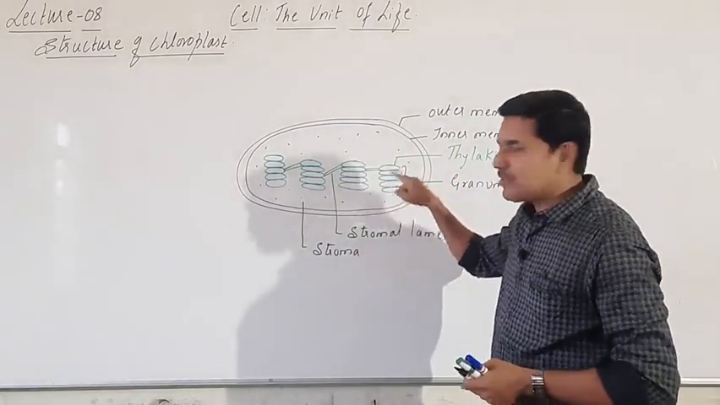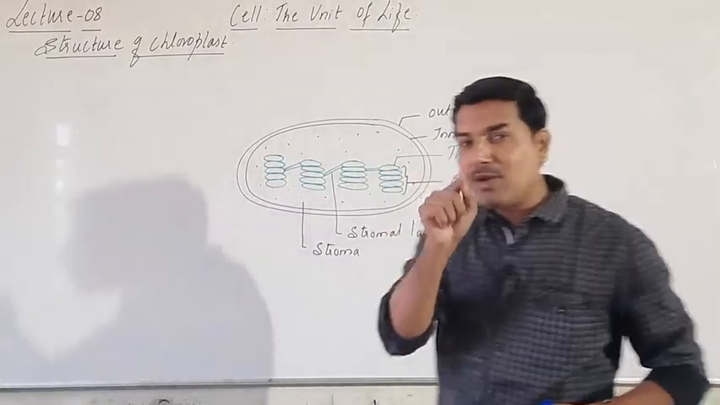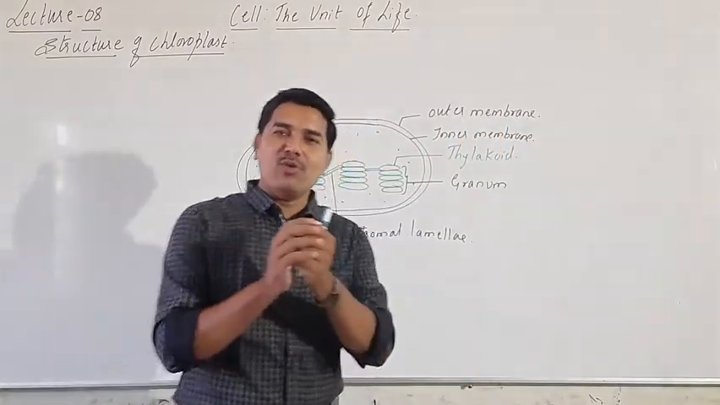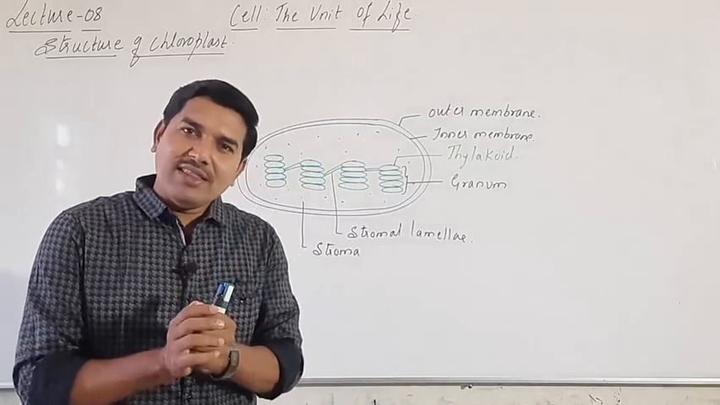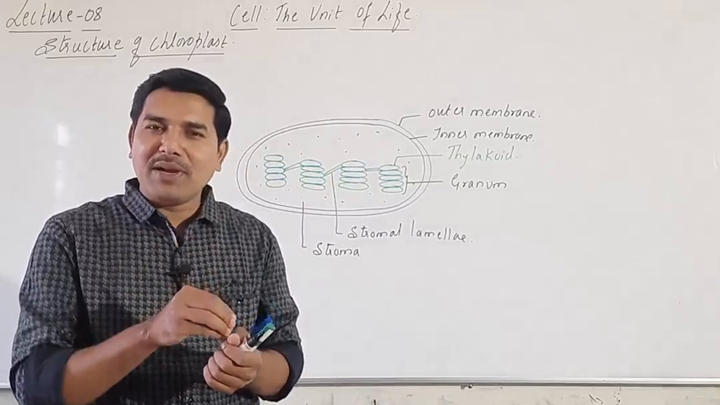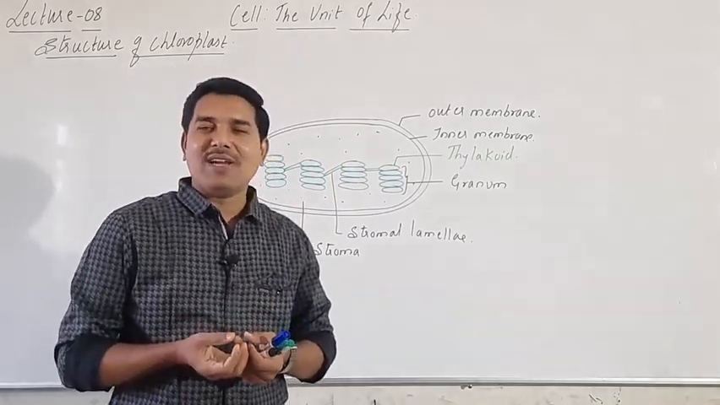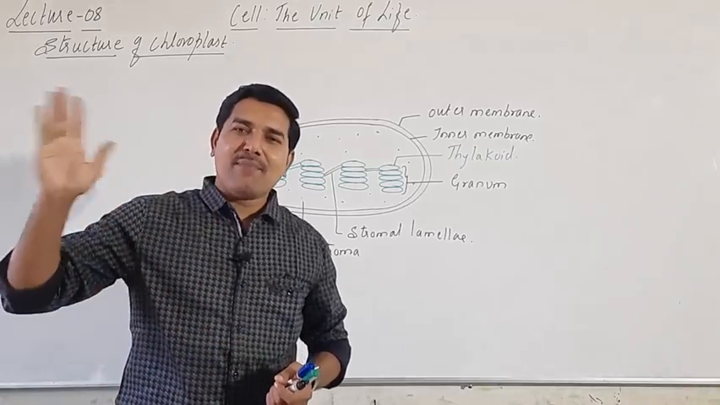On the thylakoid membranes there are enzymes, and on the thylakoid membrane some compounds have the chlorophyll pigment also. How this chlorophyll pigment absorbs the light energy and how it produces the energy, the detailed account is there in the chapter photosynthesis.